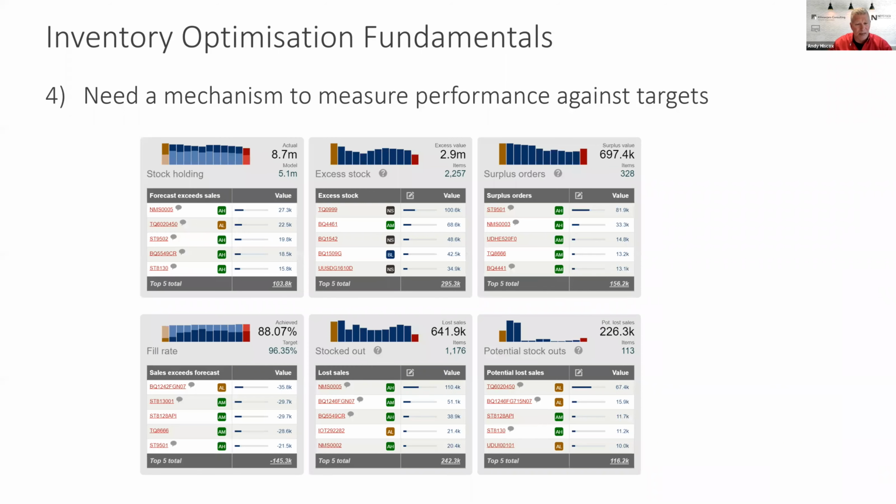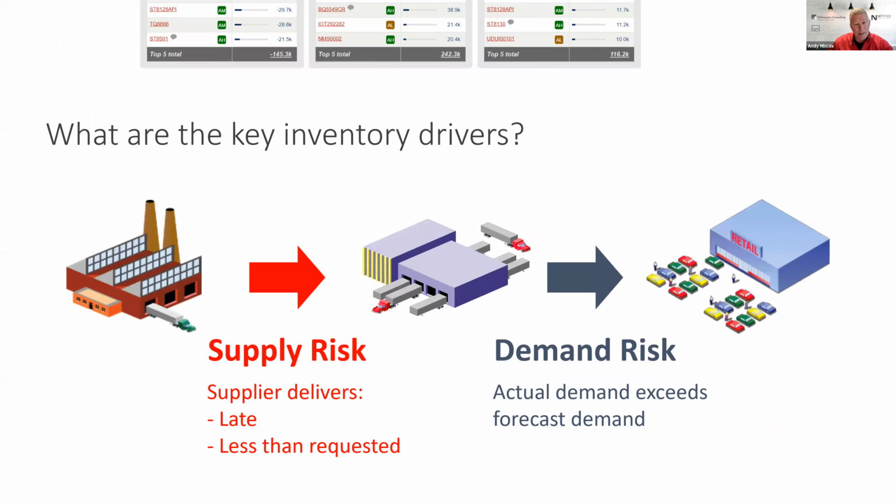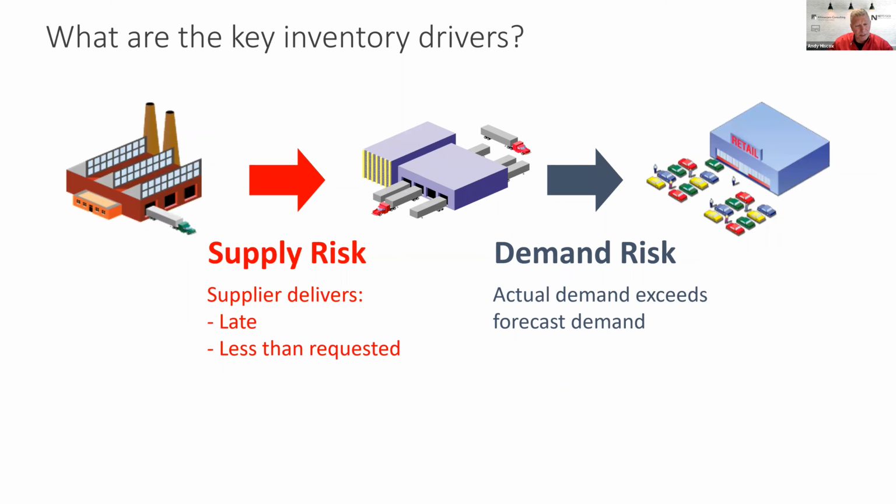And then we need a mechanism to measure how we're actually performing against those goals. So we need dashboards that will monitor our actual stock against our model stock, and monitor our fill rate, being our ability to deliver to our customers directly off our shelves, against fill rate targets. Those are the key 4 inventory fundamentals, which I'll bring up and show you when we get into the software. Now let's talk a little bit about why we hold inventory.